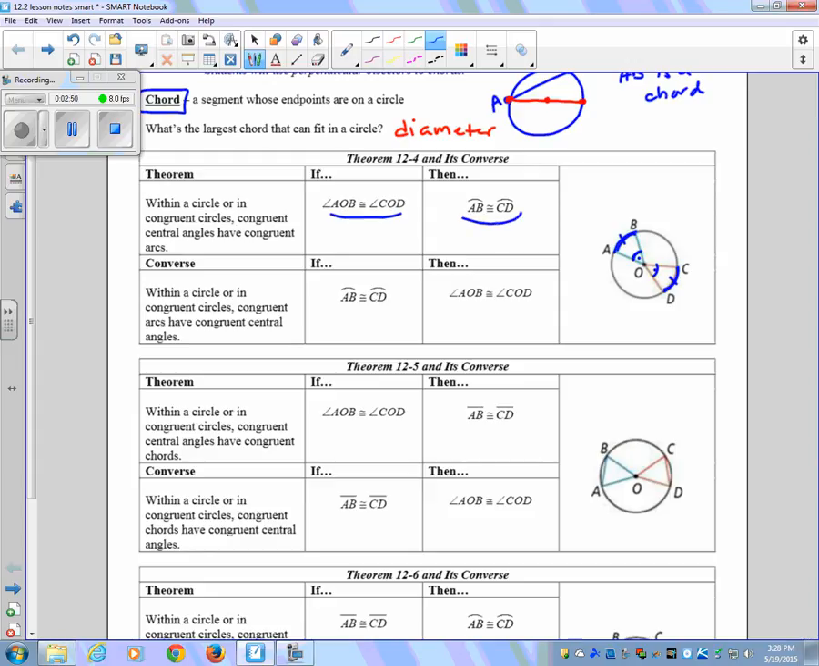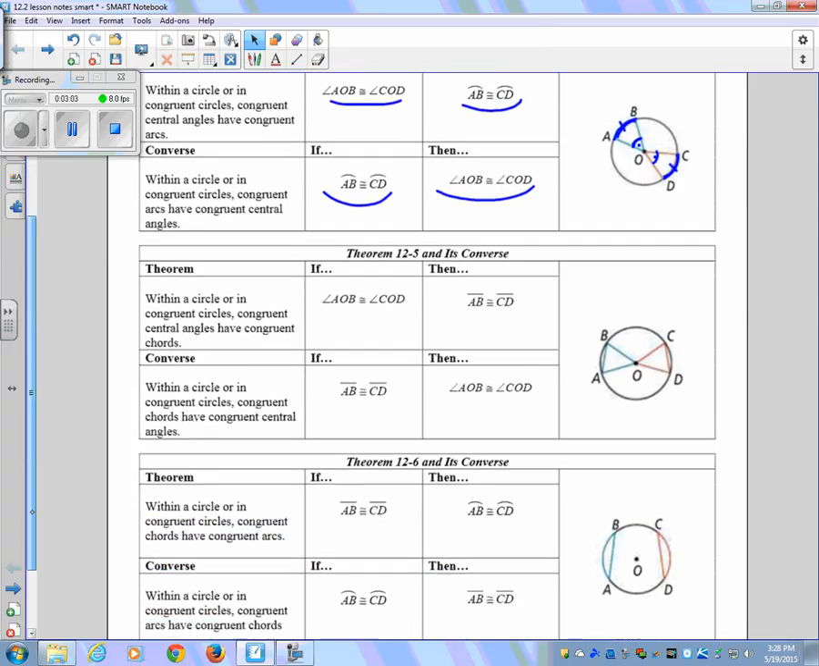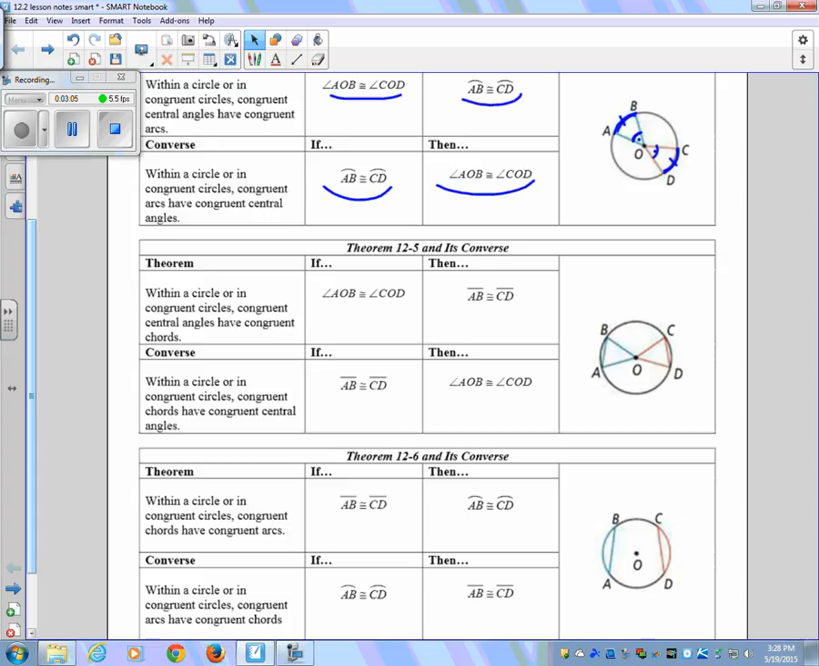If then. The converse is also true. If you know the arcs are congruent, well, then you know those central angles attached to those arcs are going to also be congruent. Okay, so that's pretty basic. I think you guys can relate to that since we did all that work with arcs.